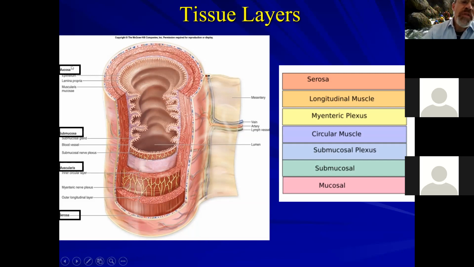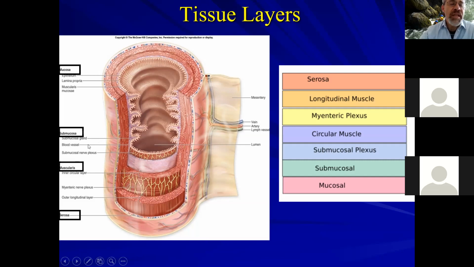Now, you'll notice with each layer, there are parts to it. As we'll learn, within the mucosa, we have three different regions: the epithelium, which is at the surface, the lamina propria, and then the muscularis mucosa, which we'll talk about. So they make up the mucosa.